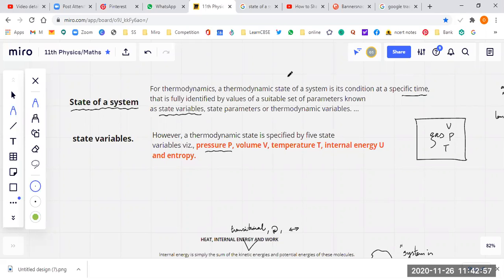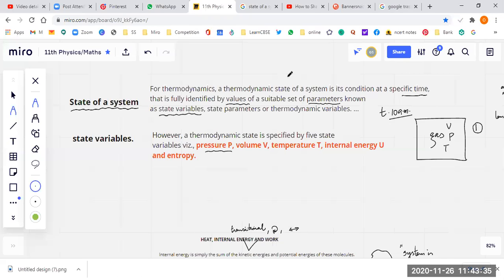So let's say at 10 a.m., the state of the system is represented by 1. The state is the condition at a specific time, let's say at 10 o'clock, fully identified by the values of a suitable set of parameters. What are these parameters? These parameters are state variables. Let me tell you what the values of these parameters mean.